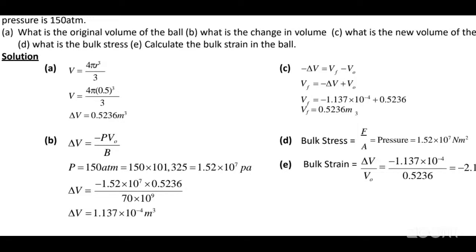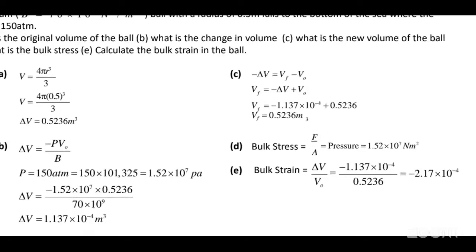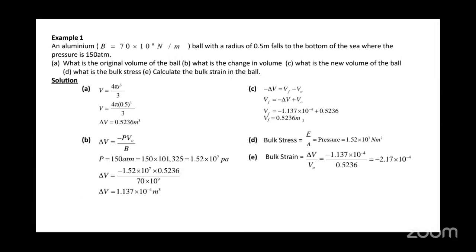Now, knowing that, I can find my bulk stress. Remember that my bulk stress, which is also force over area, is the same thing as the pressure that causes a change in volume. So that pressure is 1.52 times 10 raised to 7, and that is my bulk stress. My bulk strain is change in volume over original volume, which is minus 1.137 times 10 raised to minus 4 over 0.5236. That gives me minus 2.17 times 10 raised to minus 4. So that is how to answer a question like this.